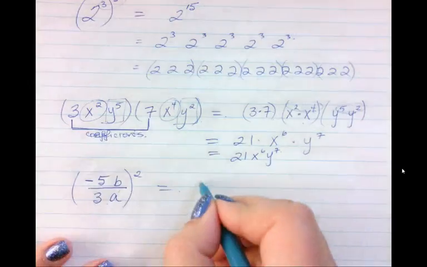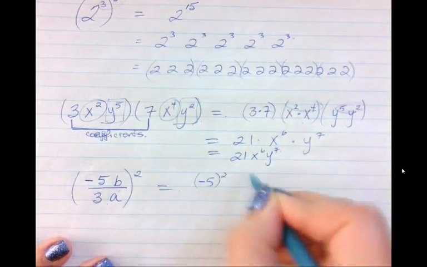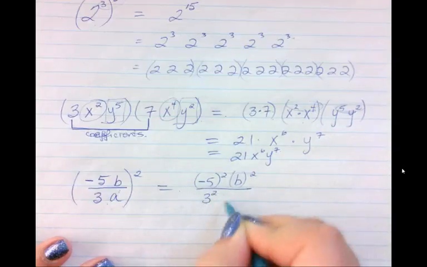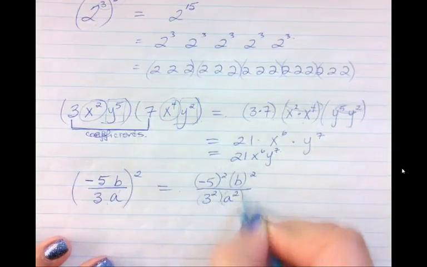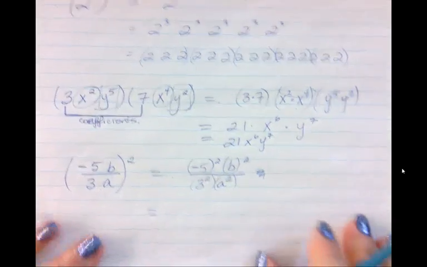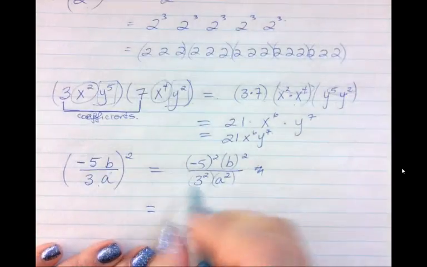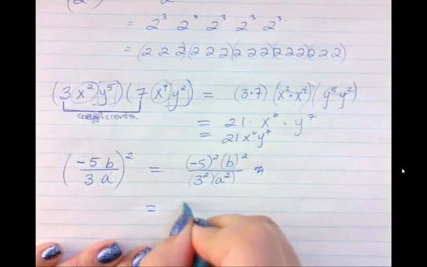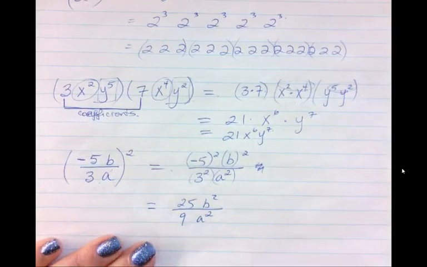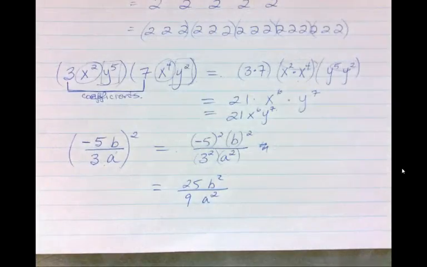So we're going to have negative 5 to the power of 2, b to the power of 2, 3 to the power of 2, and a to the power of 2. So now we can go through and evaluate and combine that stuff. So I'll work down. So this is 25b squared over 9a squared. Now, is there any way that I could reduce 25 over 9 as a fraction? No? Okay, so then you're just going to leave it this way.